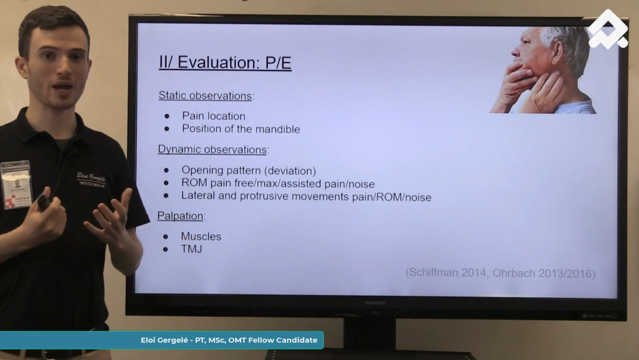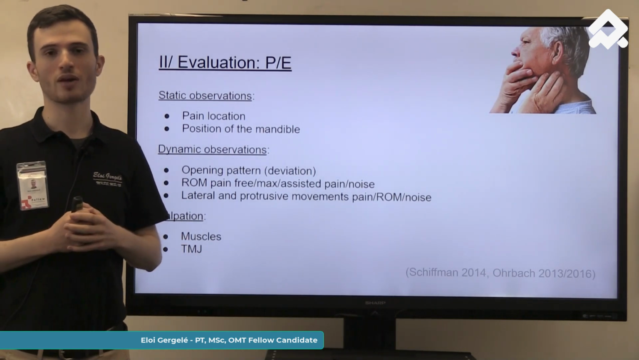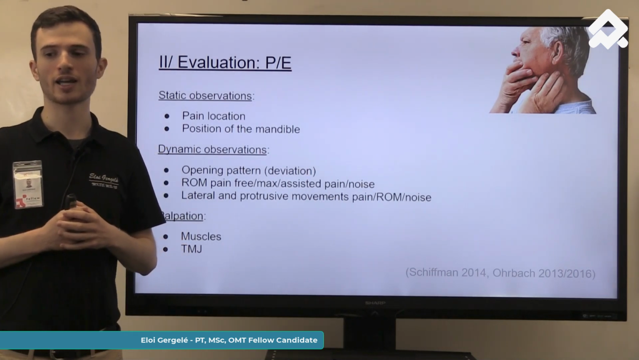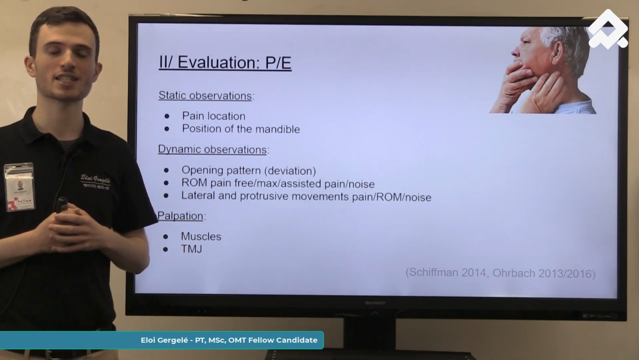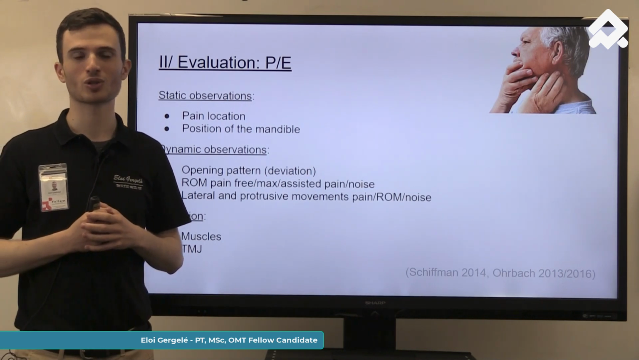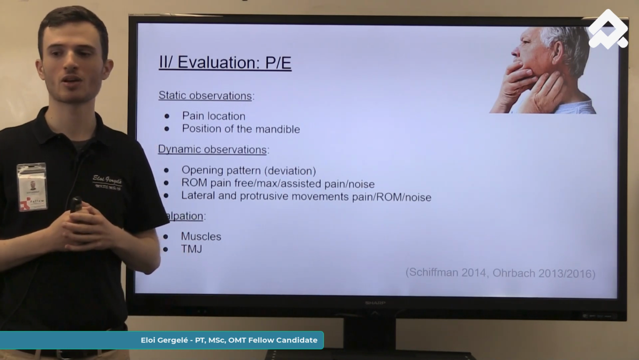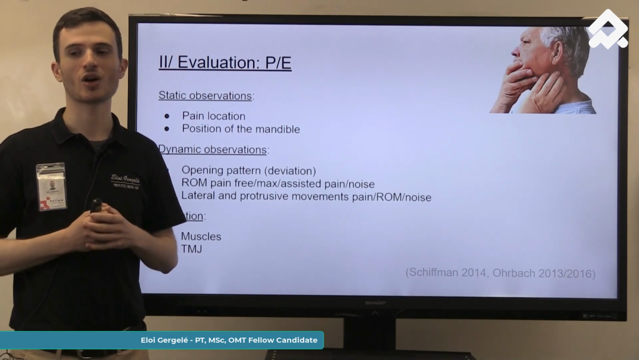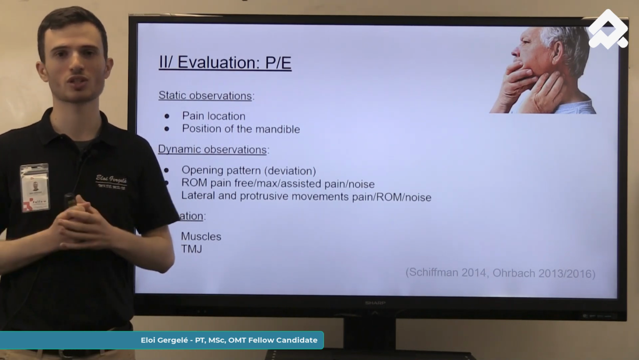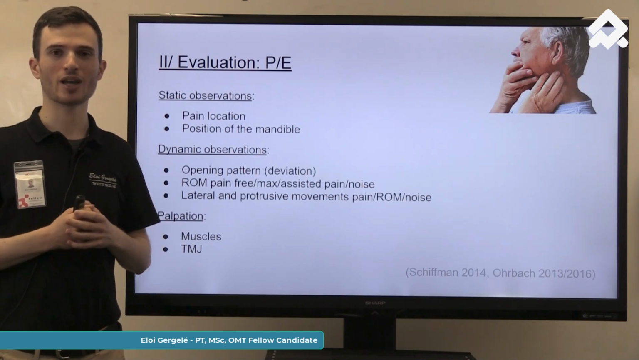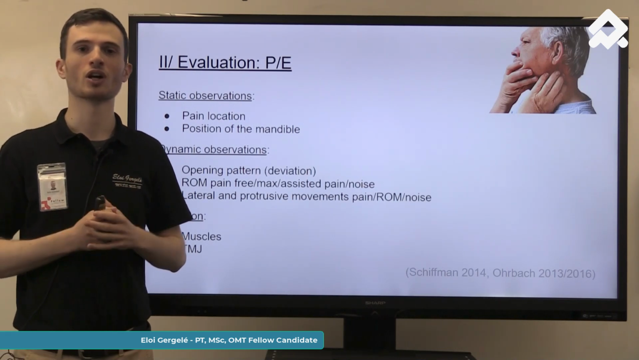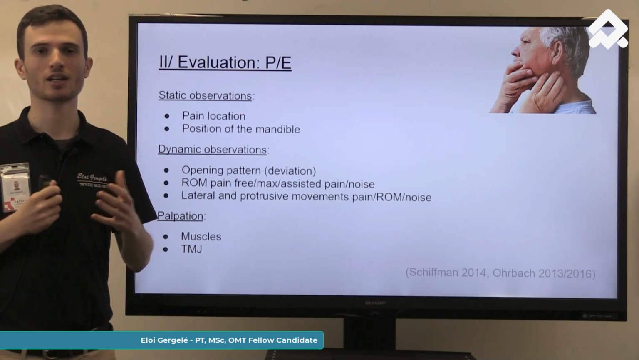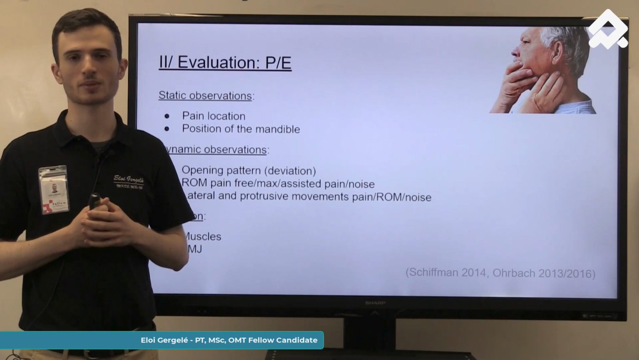The first one is the pain-free range of motion. Then we have the maximal range of motion, and we are going to finish with the assisted maximal range of motion with the help of the examiner. And each time we are going to look for pain and noises. We are going to do the same thing for lateral and protrusive movement and record for the range of motion, the pain and eventual noises.